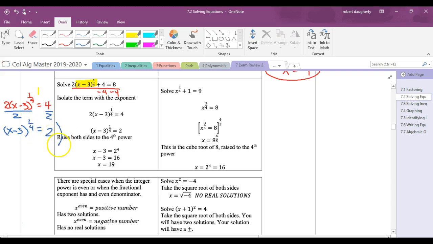Now I'm going to raise everything to the 4th power. On the left, I get x minus 3 equals 2 to the 4th. X minus 3 equals 16. X equals 19.